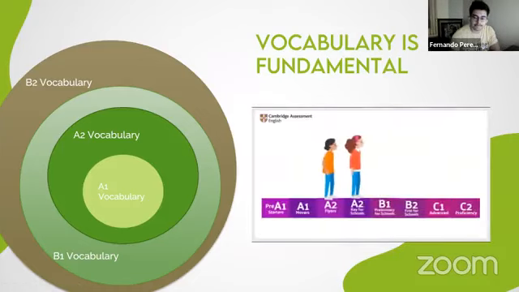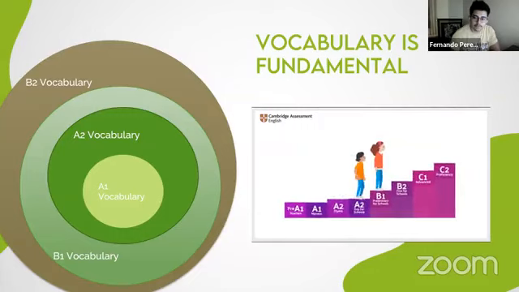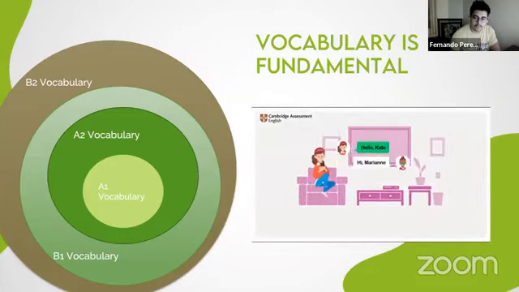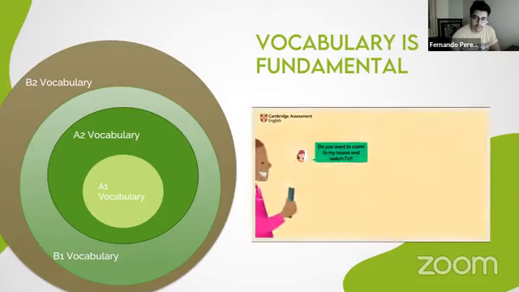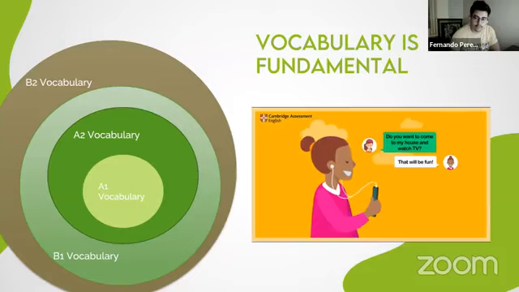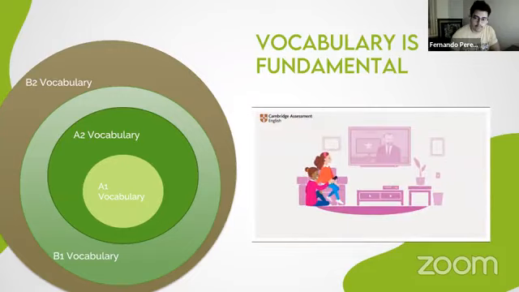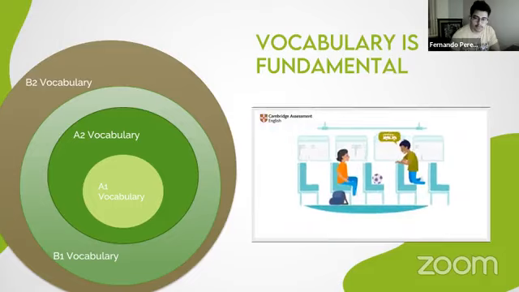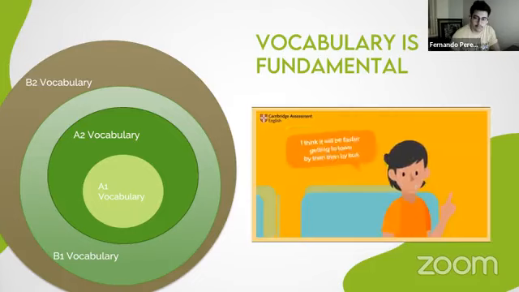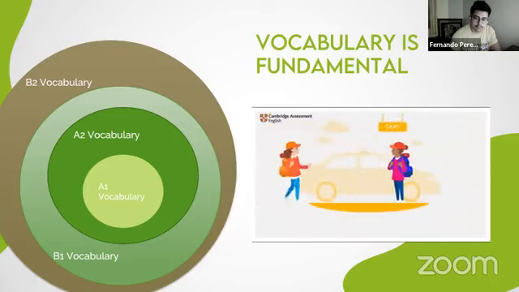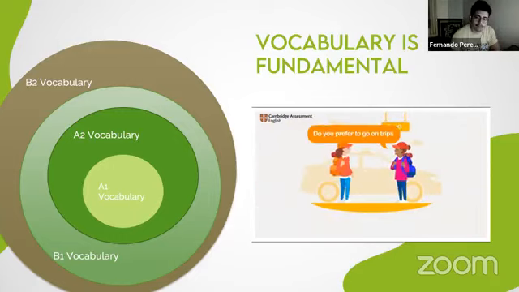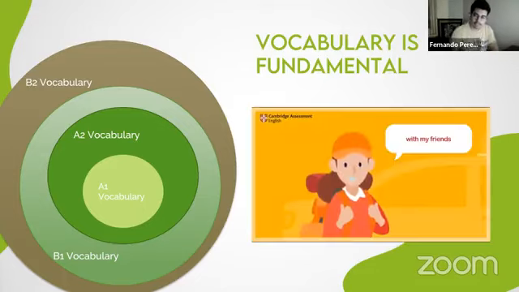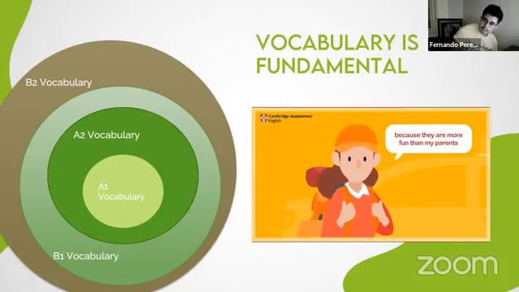B1 Preliminary and B1 Preliminary for Schools is an intermediate level qualification that shows students have mastered the basics of English. At B1 Preliminary for Schools level, learners will improve their fluency and be able to watch TV in English. They'll be able to agree or disagree and discuss alternative plans with their friends. I don't agree with you. I think it will be faster getting to town by train than by bus. Students will also learn how to express their preferences. Do you prefer to go on trips with your family or friends? I prefer going on trips with my friends because they are more fun than my parents.